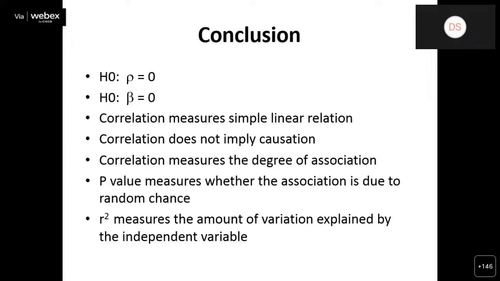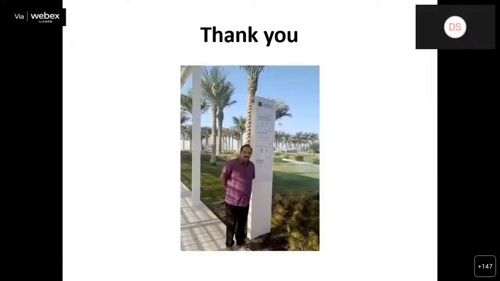In the concluding session: the null hypothesis of the correlation coefficient is rho equal to 0, and the null hypothesis of the regression analysis is beta equal to 0. Correlation measures a simple linear relation, and correlation does not imply causation. Correlation measures the degree of association, and the p-value measures whether the association is due to random chance or not. And R-square measures the amount of variation explained by the independent variable. Thank you.